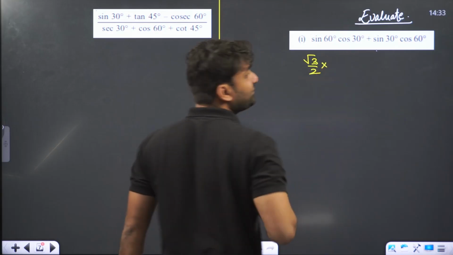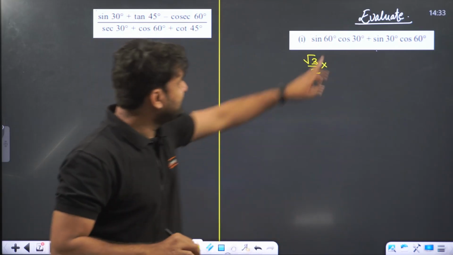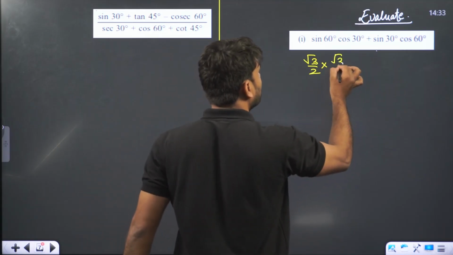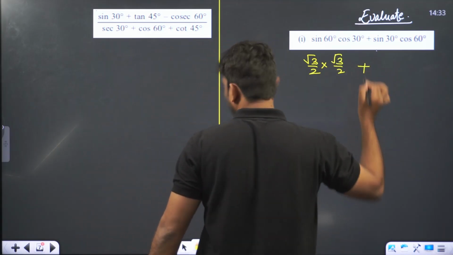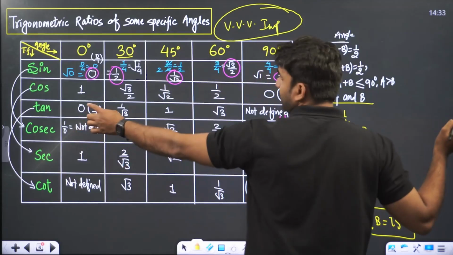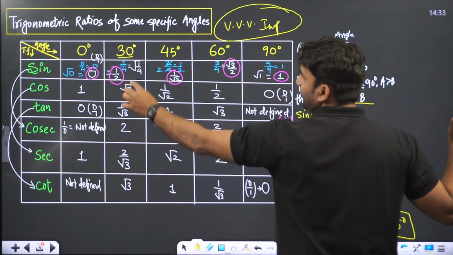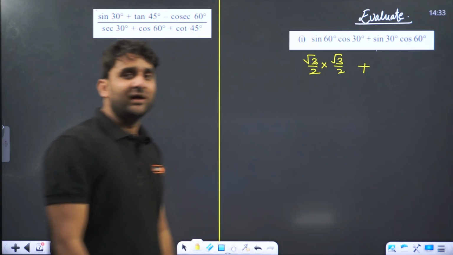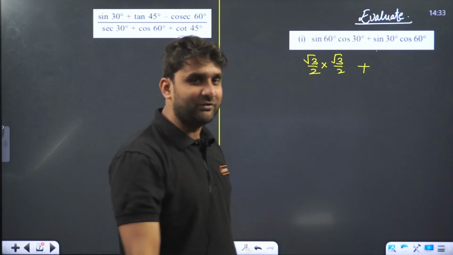Cos 30 is also root 3 by 2. If you don't believe my words, come on here, you can verify. Cos 30, what is this? Root 3 by 2. I know the values. I know you don't know the values, but I know the values.